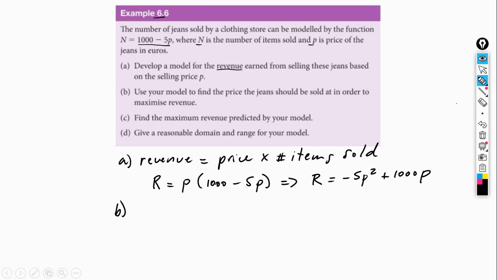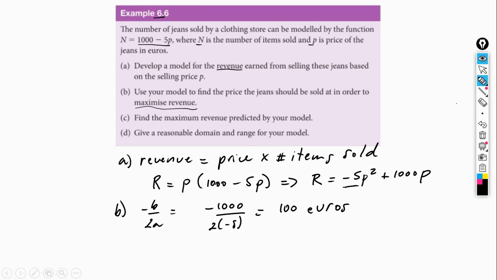So for part B, it says, use your model to find the price the jeans should be sold in order to maximize revenue. So that means finding the vertex of the parabola. Now this one has downward concavity. We can see that because A is -5. So we can use the formula minus B over 2A. So in this case, minus 1000 over 2 times -5, and we are going to get 100 euros. So this would be the price for the jeans that would maximize revenue.